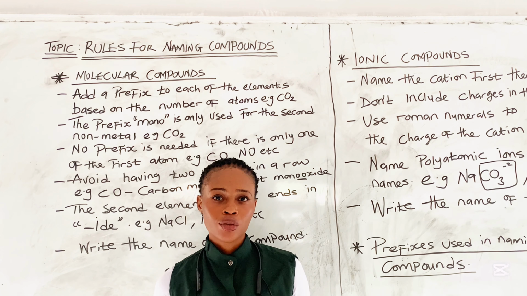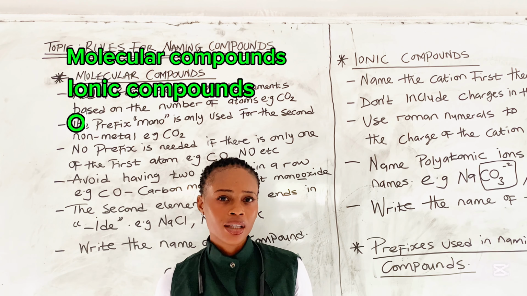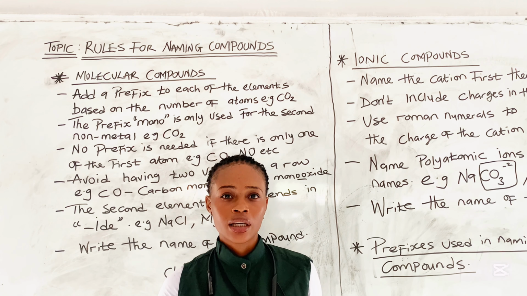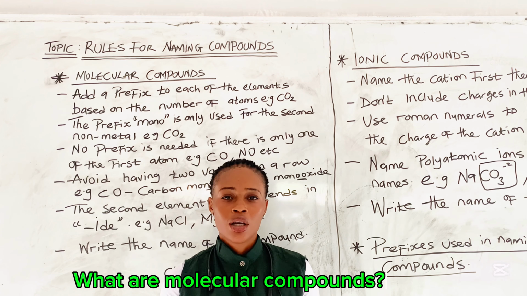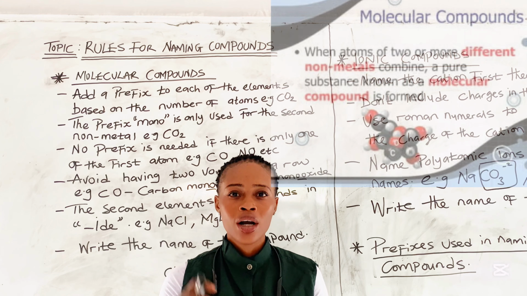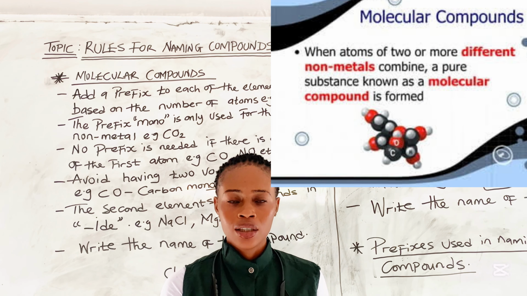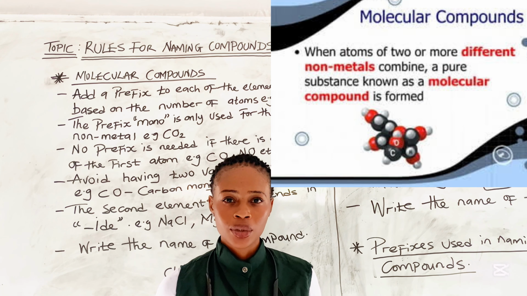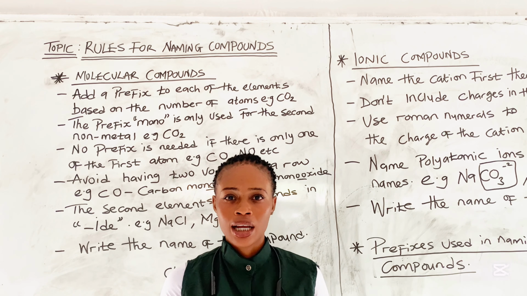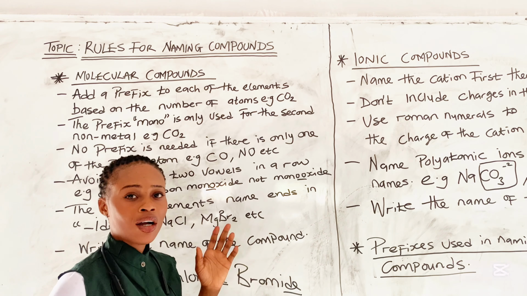Under naming of chemical compounds, we'll be talking about naming molecular compounds, ionic compounds, and we also have organic compounds. But for the sake of this lesson, we're going to be focusing on molecular compounds and ionic compounds. So what are molecular compounds? Molecular compounds are those compounds formed by the combination of two or more non-metallic atoms which are covalently bonded. So we have some rules when naming molecular compounds.